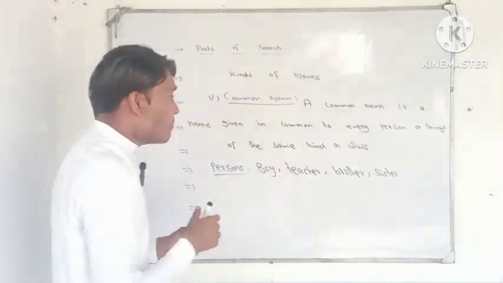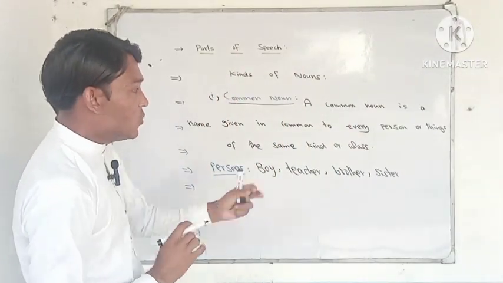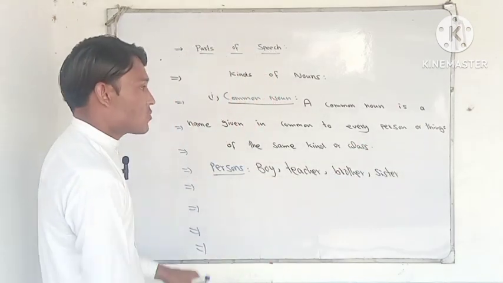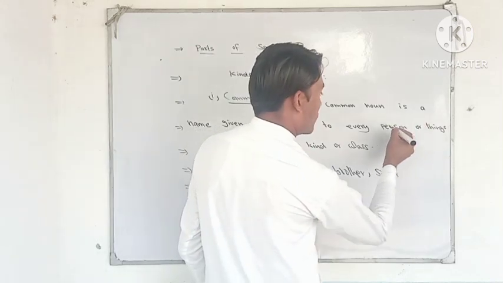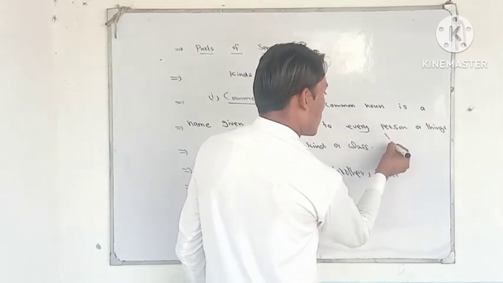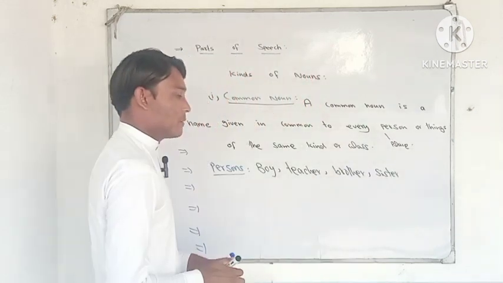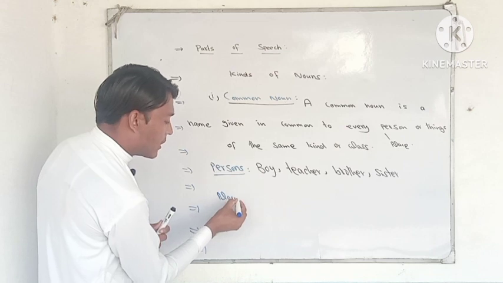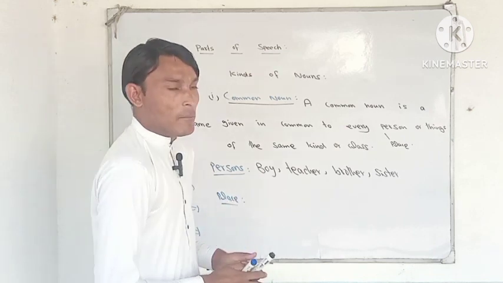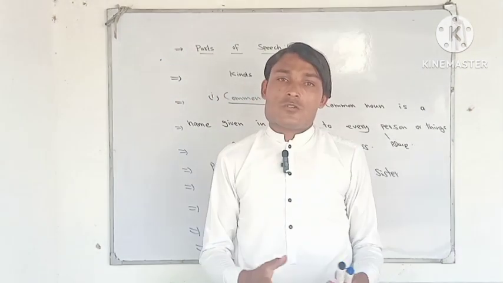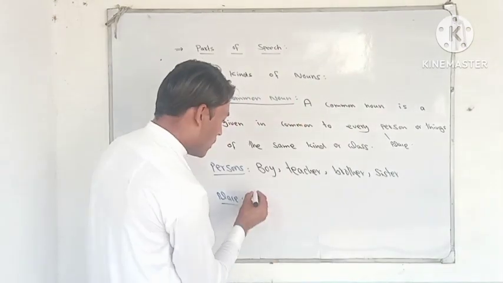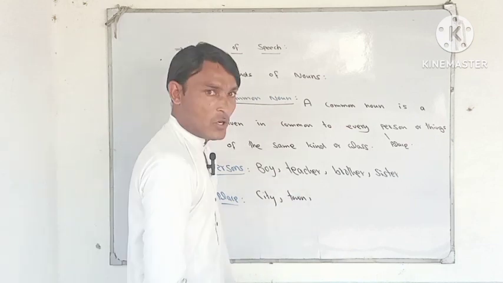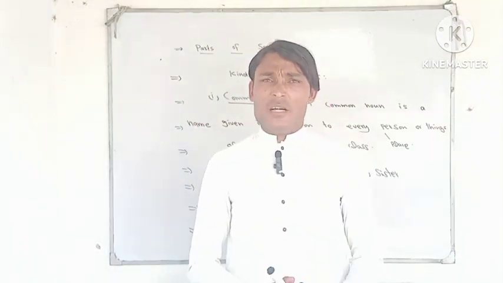Now you can also talk about one more thing which I missed here, that is place as well. Let's give an example about places. For example, I say city. City is a common noun. Town is also basically called a common noun. Like for example, you can say district.